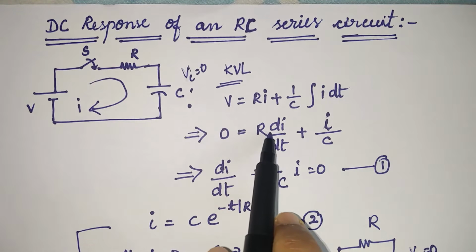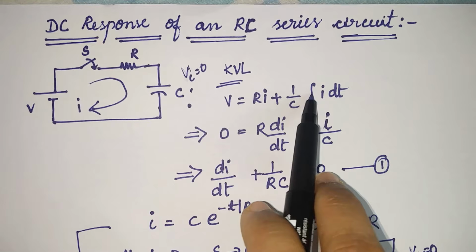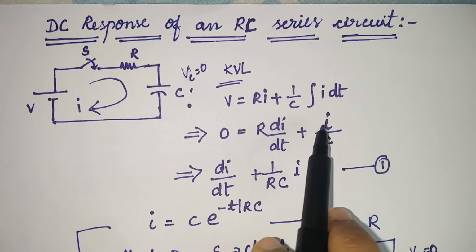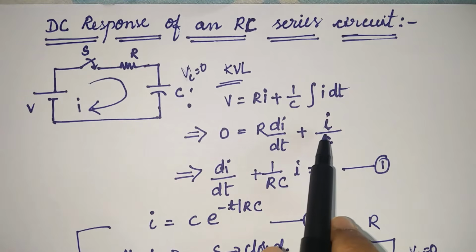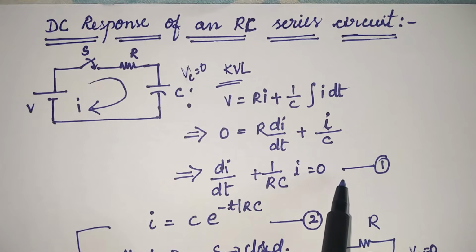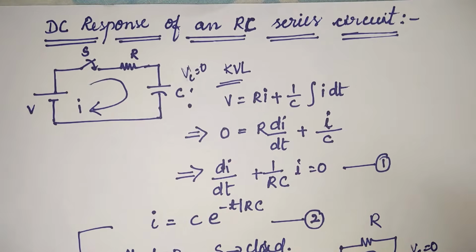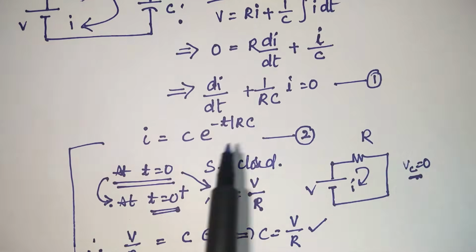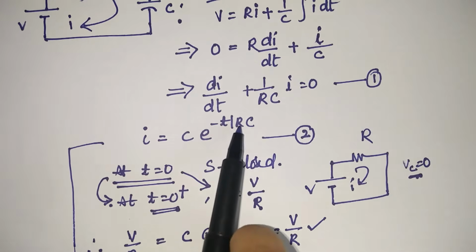So this will be R into di by dt plus 1 by C into the differential of the integral of I dt, which will be I. Now we divide this equation by R. There you get di by dt plus 1 by RC into I equal to 0. This equation is a linear differential equation with only a complementary function. The particular solution for this equation will be 0. So the solution of such a differential equation, based on our mathematics, will be like this: the complementary solution is I equal to C into e power minus t by RC.